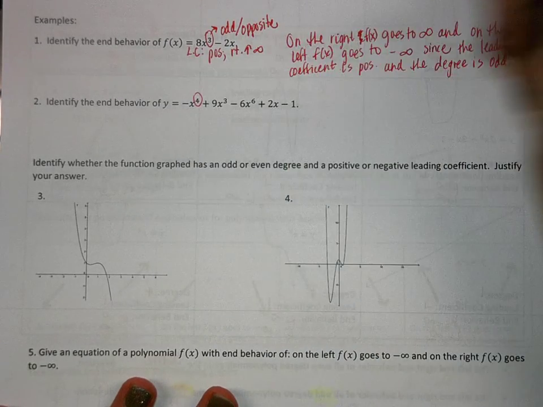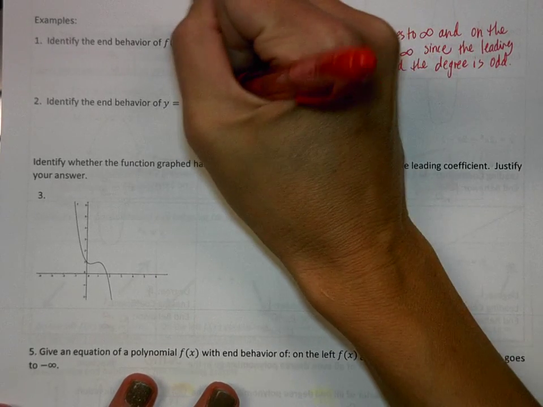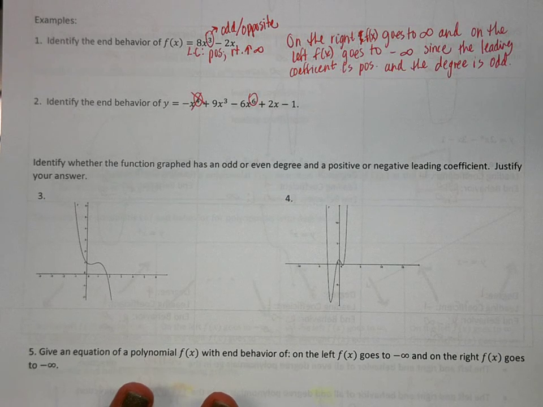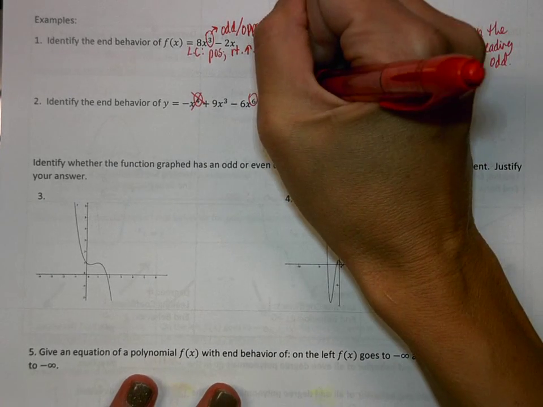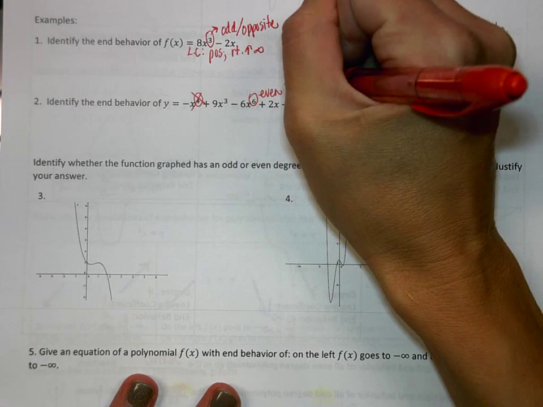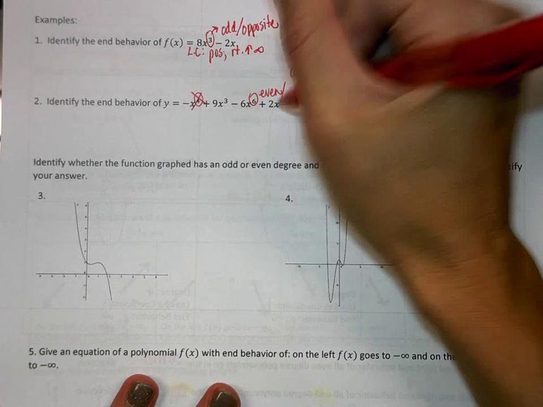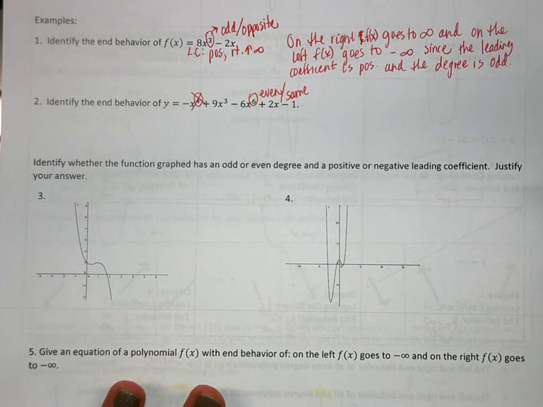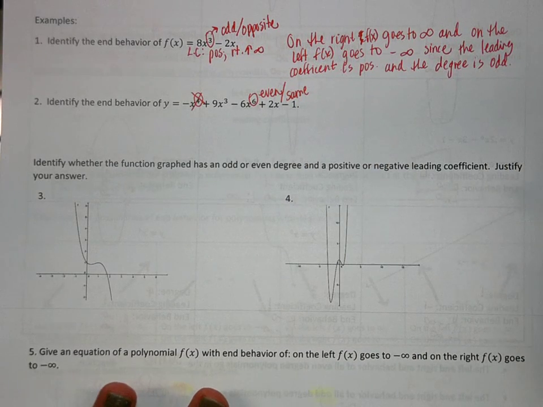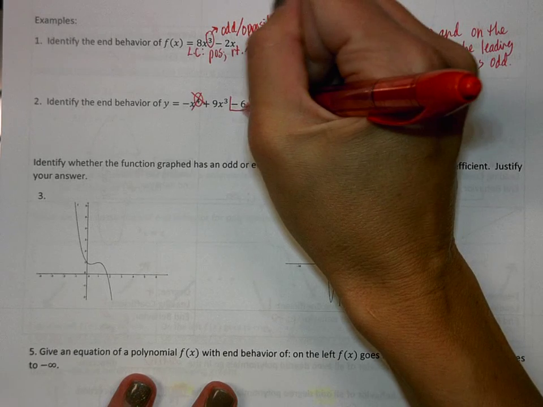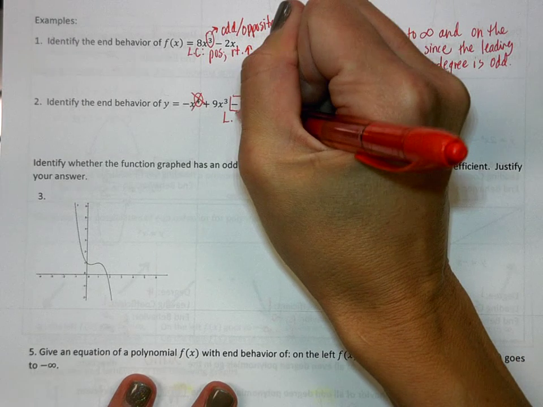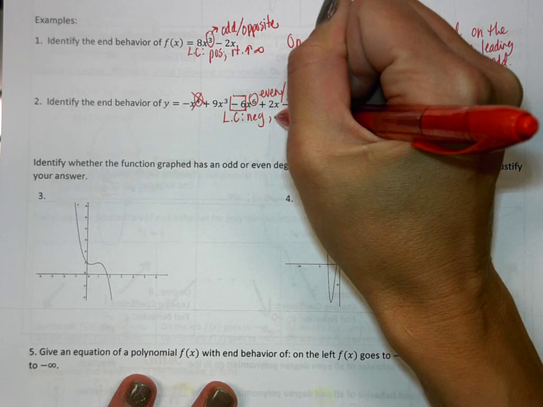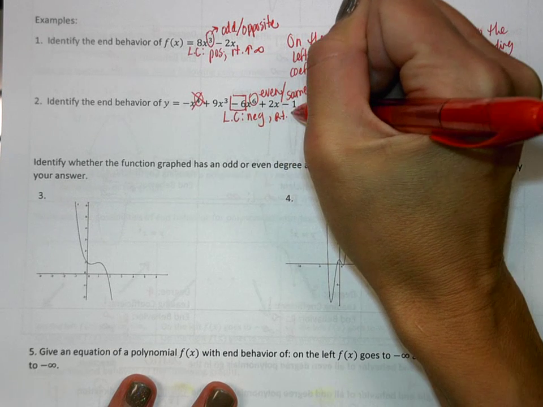You're right, it is 6. Thank you. Okay, so the degree is 6, and is that odd or even? Even. Which means it will be going in the same direction. And then we have to look at that coefficient. Okay, so my leading coefficient is what? Negative, which means that the right will go down or negative infinity.